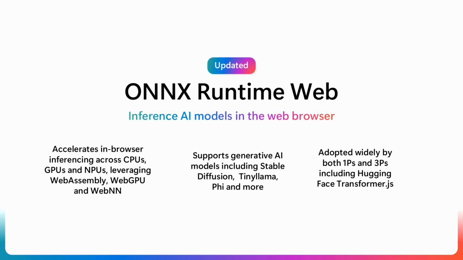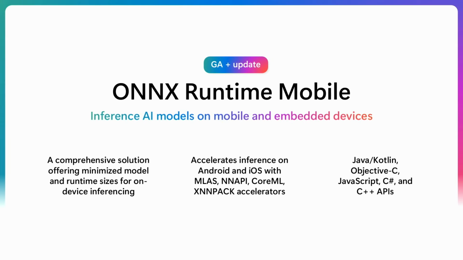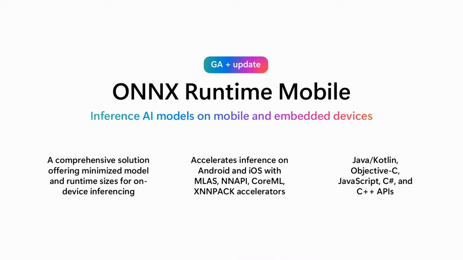ONNX runtime web recently added support for WebGPU, which can enable users to run the Phi-3 model in a web browser. Our PM, Emma, will have a demo dedicated to this tomorrow. You're welcome to join. We also recently optimized and have a big performance improvement on mobile, which enables users to run the Phi-3 mini model on mobile. For example, on the Samsung Galaxy S21 device, you can get around 10 tokens per second with only CPU. That is also about human reading speed. It's pretty good.